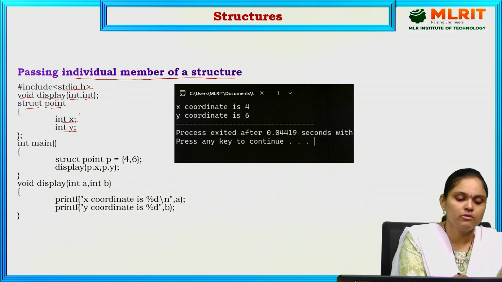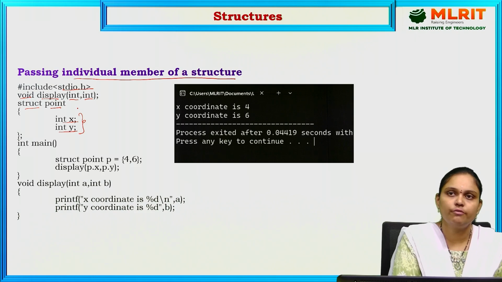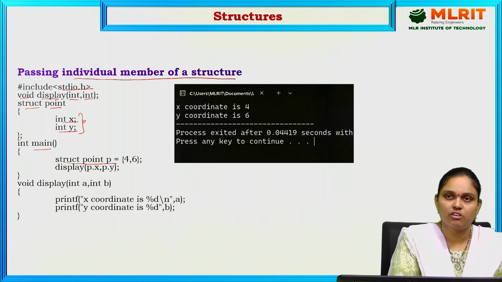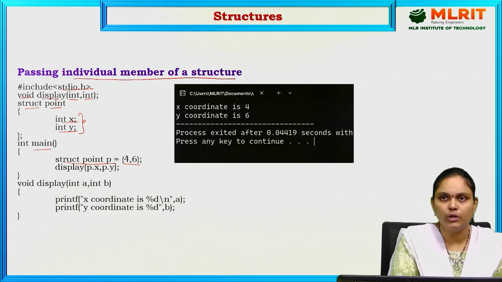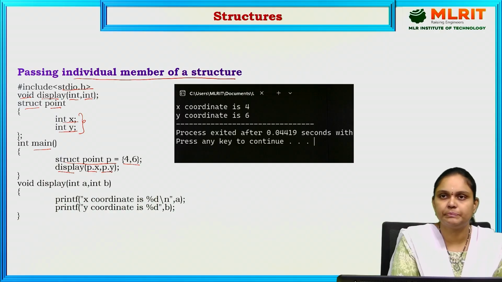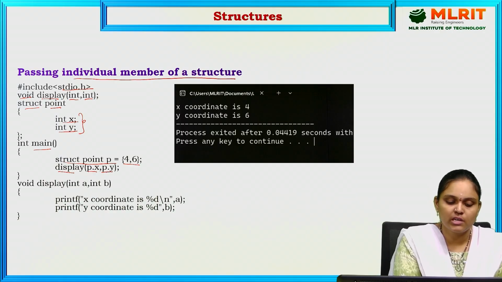These two values individually we are passing into this function. Next, inside the main function we have created a variable of this structure type and also initialized the values as 4 and 6. It will take the values in sequence order. So 4 will be assigned to the x coordinate and 6 will be assigned to the y coordinate of that particular point. Next we are calling this display function. To this display function we are passing p dot x and p dot y. The p dot x value is 4, the p dot y value is 6. These two values we are passing to the function.